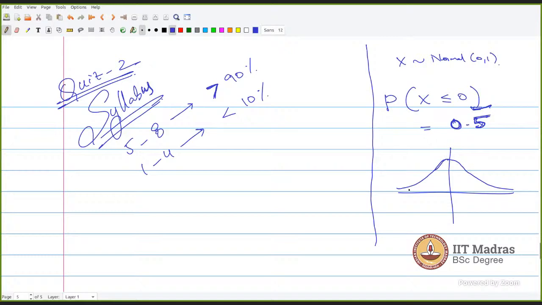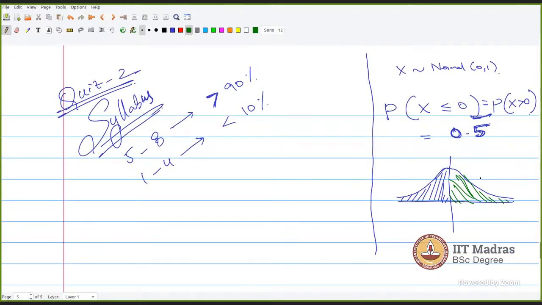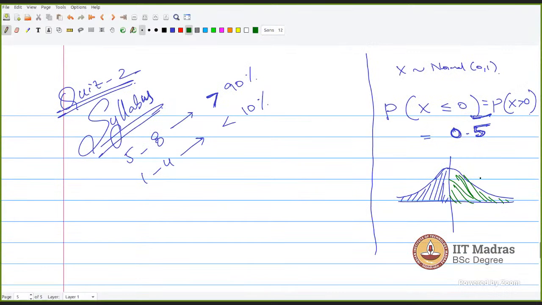Half of the area of this graph will lie on the left side of 0 and half on the right side of 0. The probability that x takes values lesser than 0 is half, and vice versa. For other values, at least for the quiz, we will definitely give them. You don't need to memorize anything. So this is about quiz 2. Consider this more emphasis on 5 to 8.